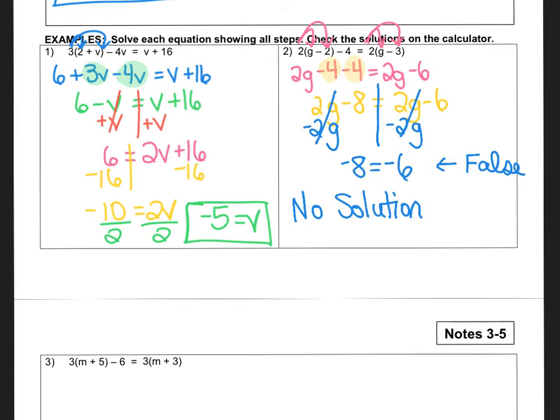If you want to write it in a short form, that would be like a circle with a line through it. Those two things mean the same thing. This doesn't happen a lot, but every once in a while your variables will cancel out and you'll get a false answer. So you have to tell me no solution or the circle with the line through it. So that is a special case equation right there.